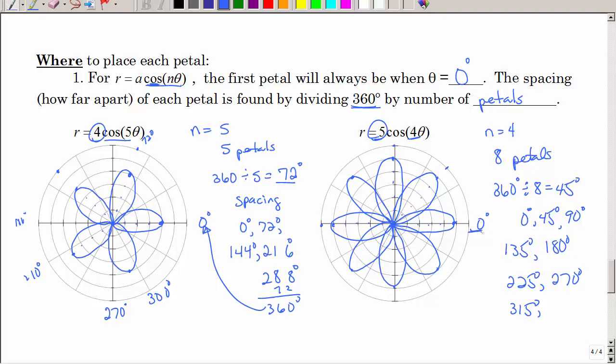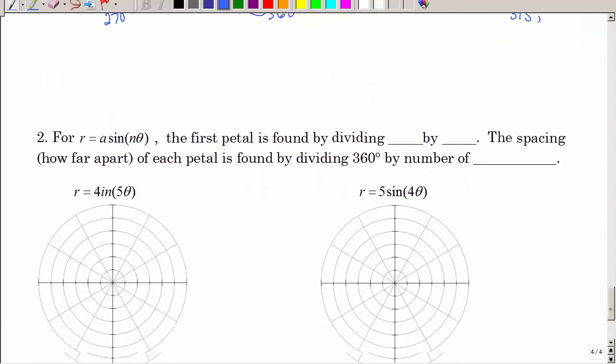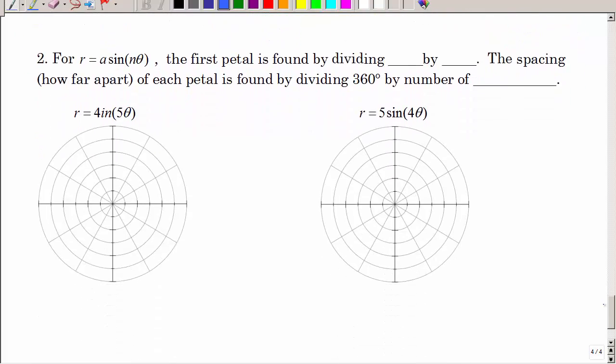If you have ever heard of the way back 1960s, 1970s apparatus that children used to play with, a spirograph, you kind of got figures like this. All right, so that's the cosine. That one's pretty easy. It's the sine. The first petal, how do we find out where it starts? It is not always 0.